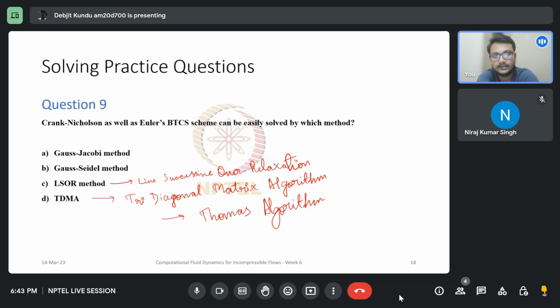So for Crank-Nicholson method as well as Euler's BTCS scheme, which solution method or which solution algorithm can be used to solve it quickly and easily? Is it option A, Gauss-Jacobi method, option B, Gauss-Seidel method, option C, LSOR method, or option D, TDMA?